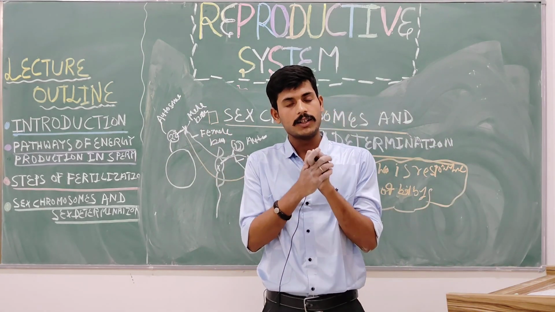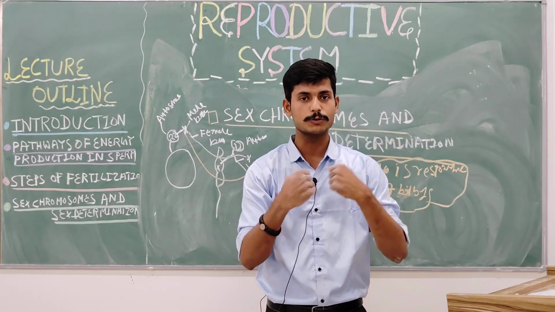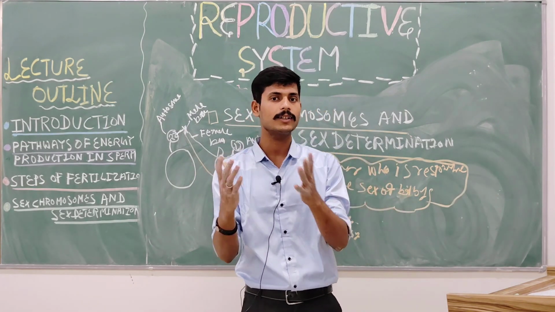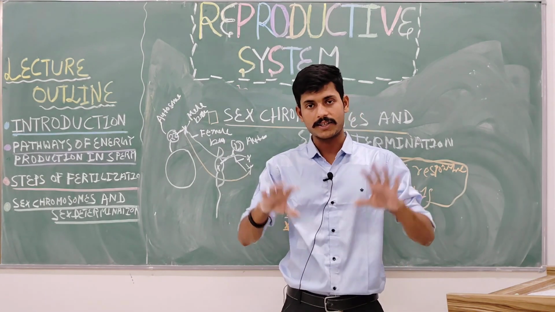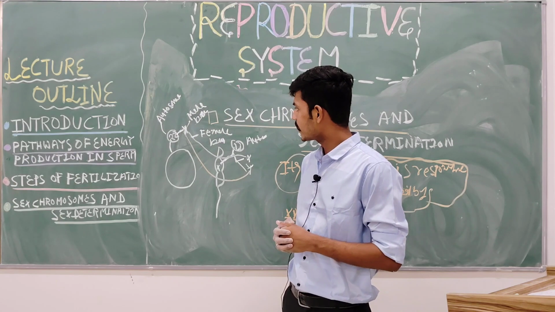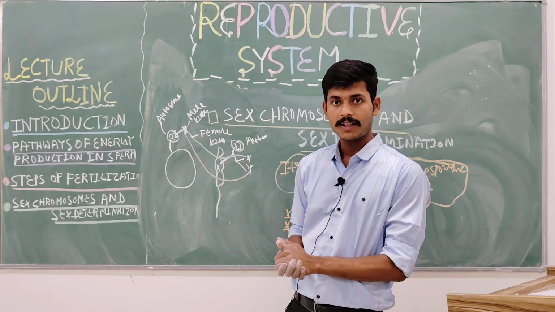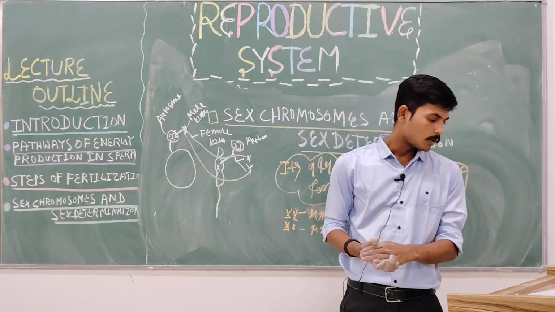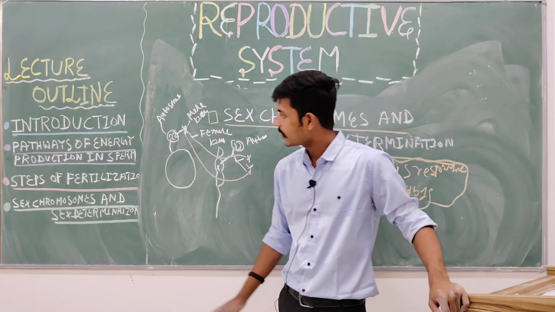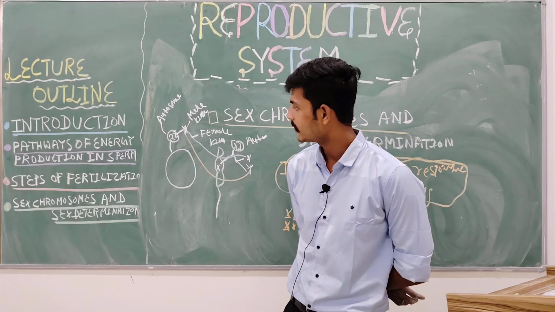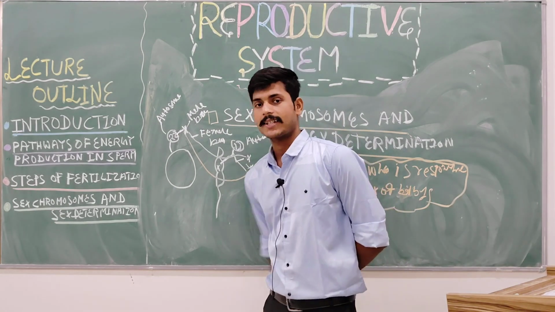So by this we covered today's lecture outline. We discussed in detail the fertilization, the meaning of fertilization, which is basically the fusion of two gametes, a sperm and the egg. Then we recalled the previous concepts, the structure of the sperm and the structure of the secondary oocyte, and then we saw the pathways of energy production in the sperm. We saw the abnormalities, azoospermia, asthenozoospermia and teratozoospermia, and correlated them with the pathways of energy production in the sperm. Then we dealt with the steps of fertilization, and at last we discussed the sex chromosome and sex determination.